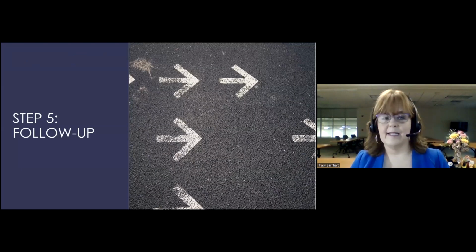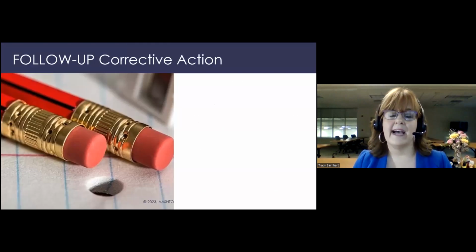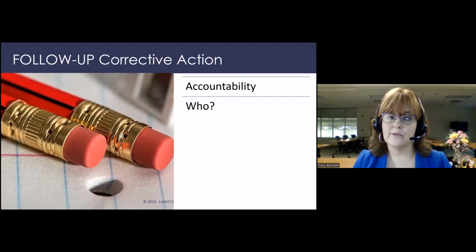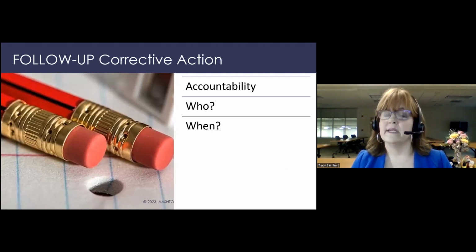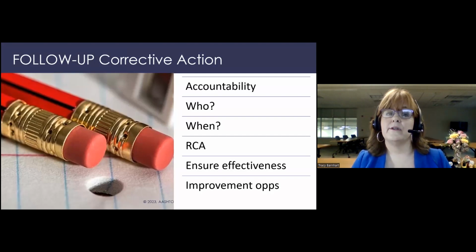All right, the last step, this is a quick one, the follow-up step. This is getting into the corrective action for nonconformities. Make sure that you're accountable for these nonconformities and that you're actually correcting them. Who is responsible for correcting them? Is there a deadline for the correction? Are you following those deadlines? Are you getting to the true root cause of the issues? Are your corrective actions effective? And do your corrective actions result in improvement opportunities for your organization?